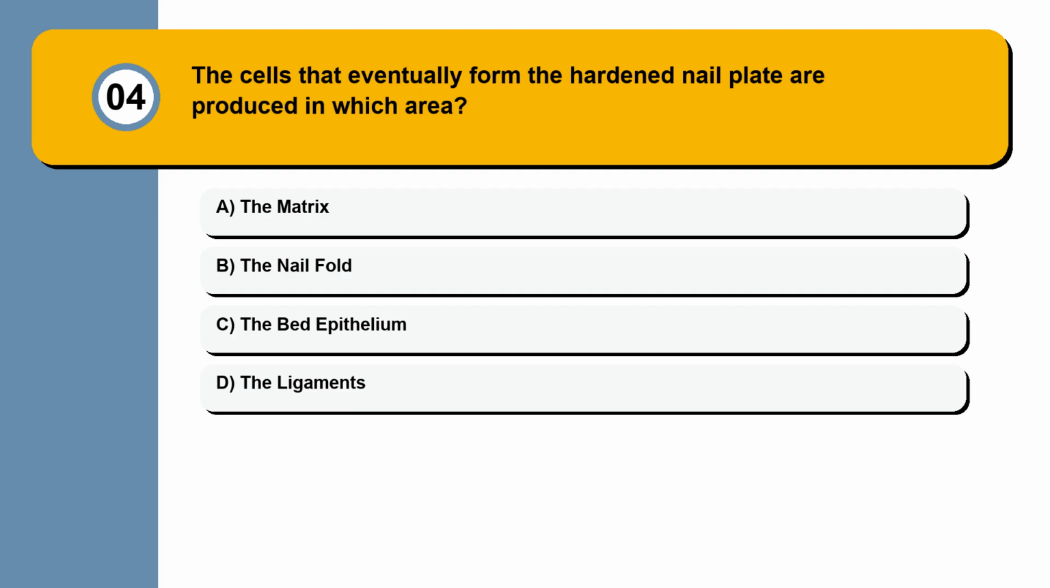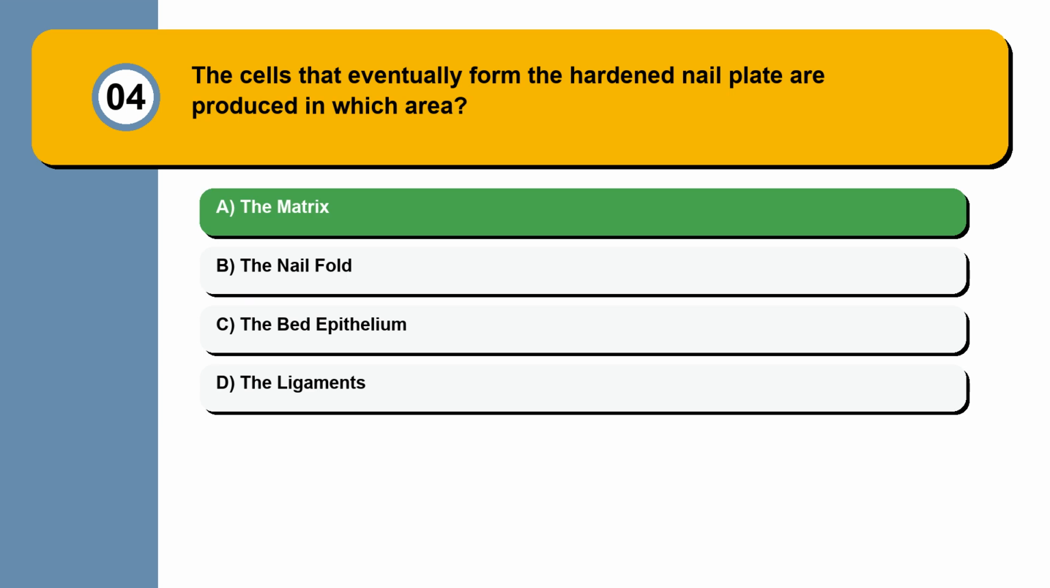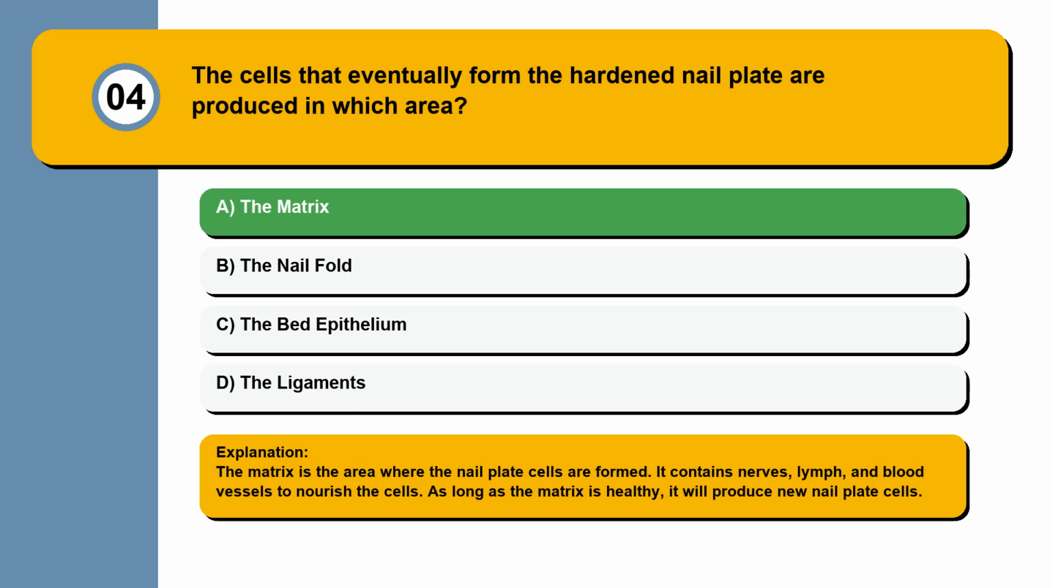Question 4. The cells that eventually form the hardened nail plate are produced in which area? The matrix, the nail fold, the bed epithelium, the ligaments. The matrix is the area where the nail plate cells are formed. It contains nerves, lymph, and blood vessels to nourish the cells. As long as the matrix is healthy, it will produce new nail plate cells.